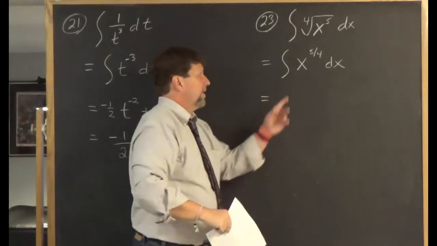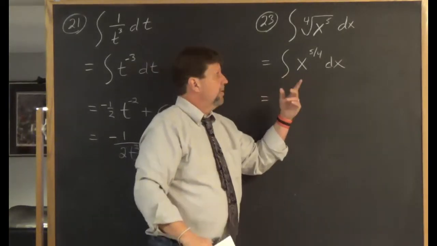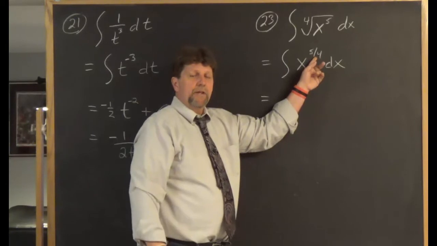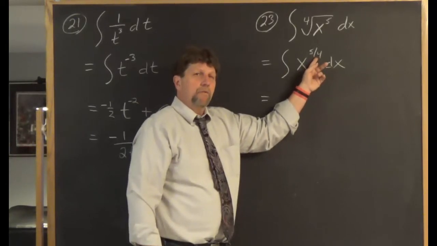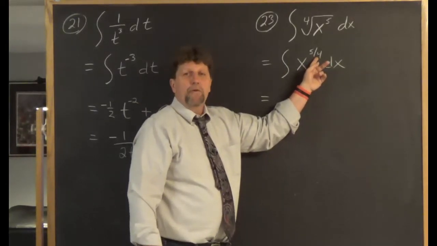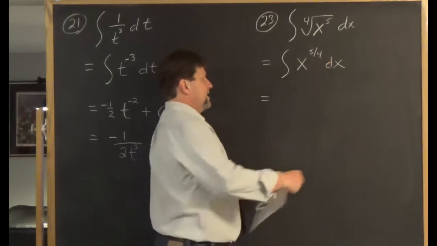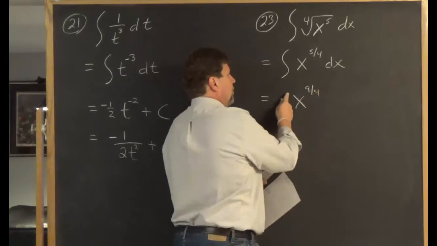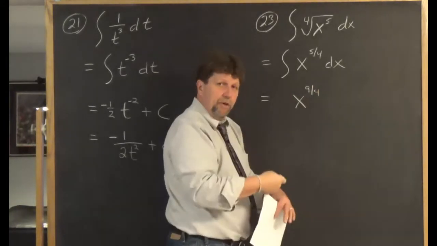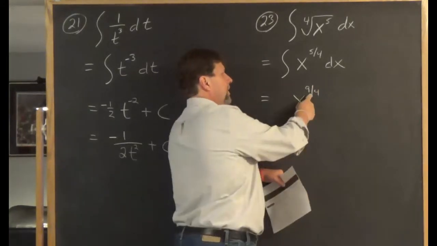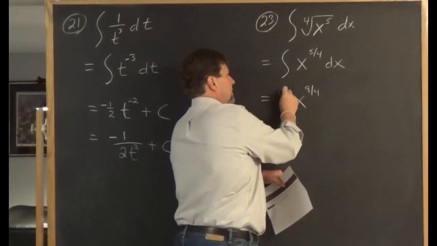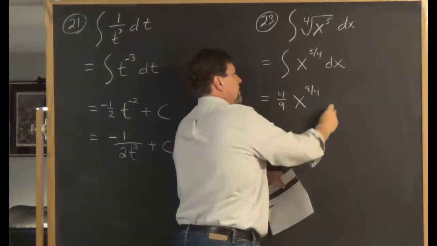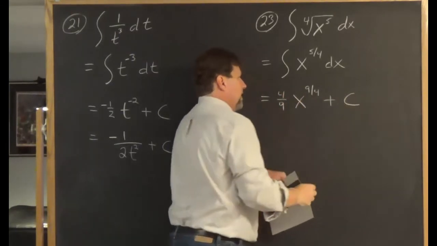So now when we integrate, we're just using the power rule. Add 1 to the exponent, so 5/4 plus 1, that's 5/4 plus 4/4, so that's 9/4. The little multiplier in front is the reciprocal of the new exponent. The reciprocal of 9/4 is 4/9. Tack on a plus c.